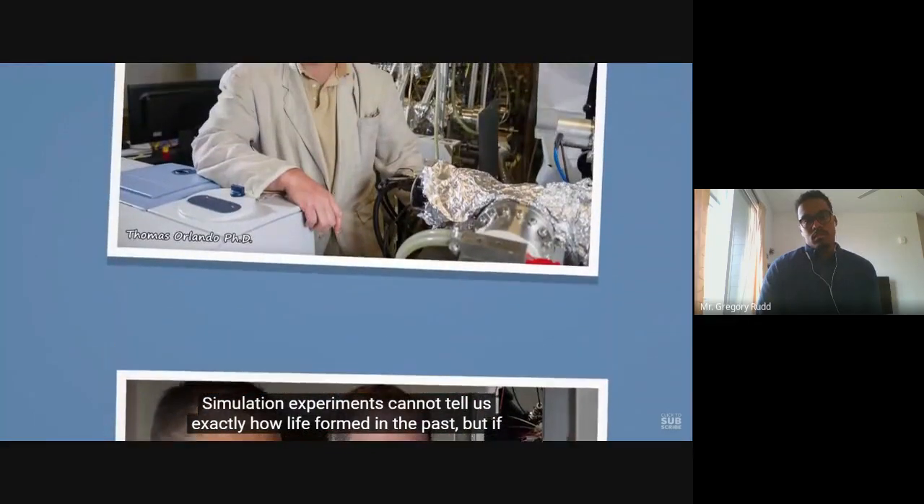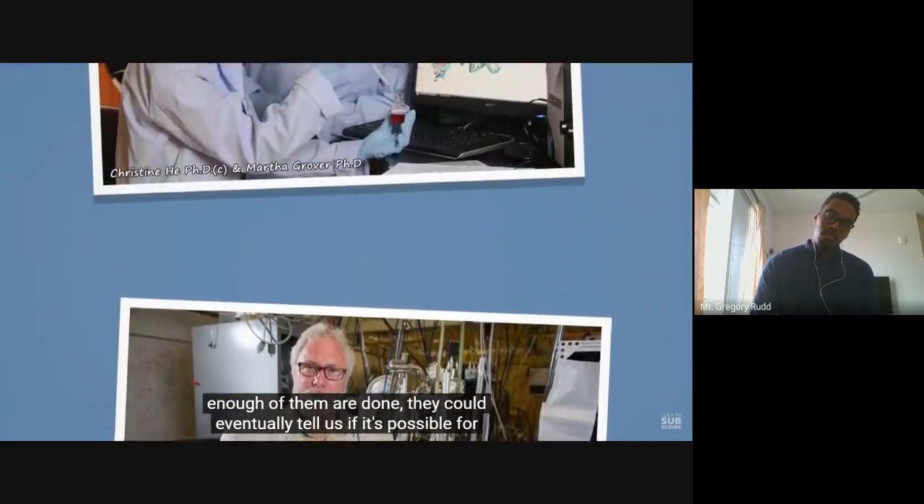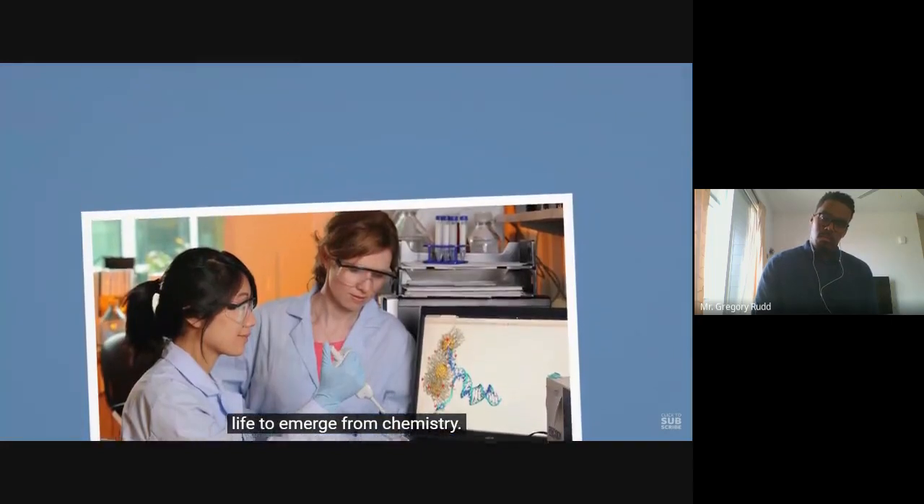Simulation experiments cannot tell us exactly how life formed in the past, but if enough of them are done, they could eventually tell us if it's possible for life to emerge from chemistry.